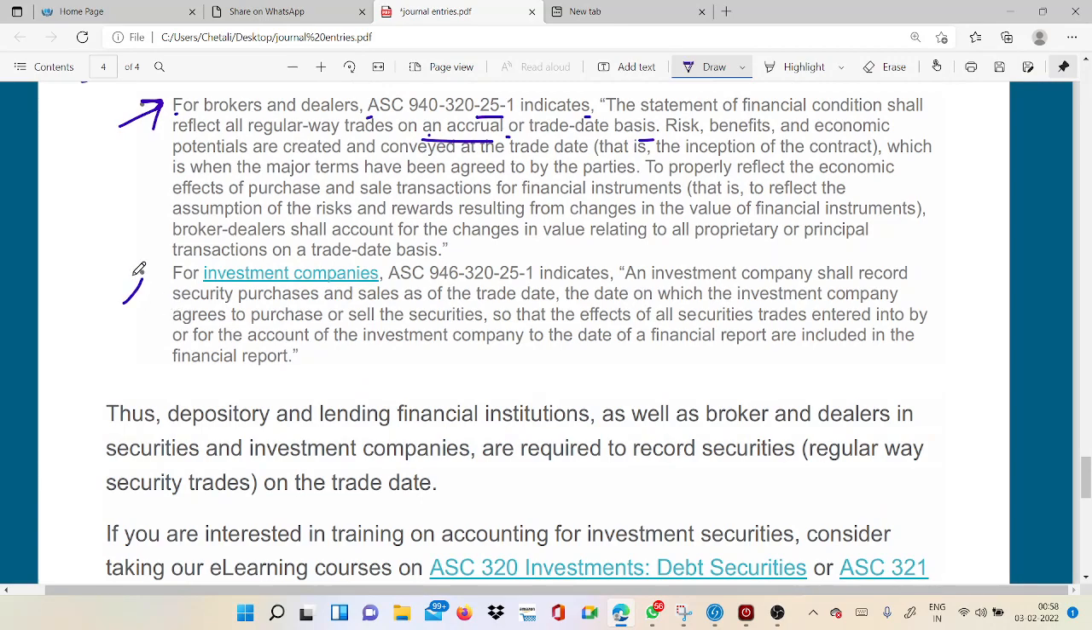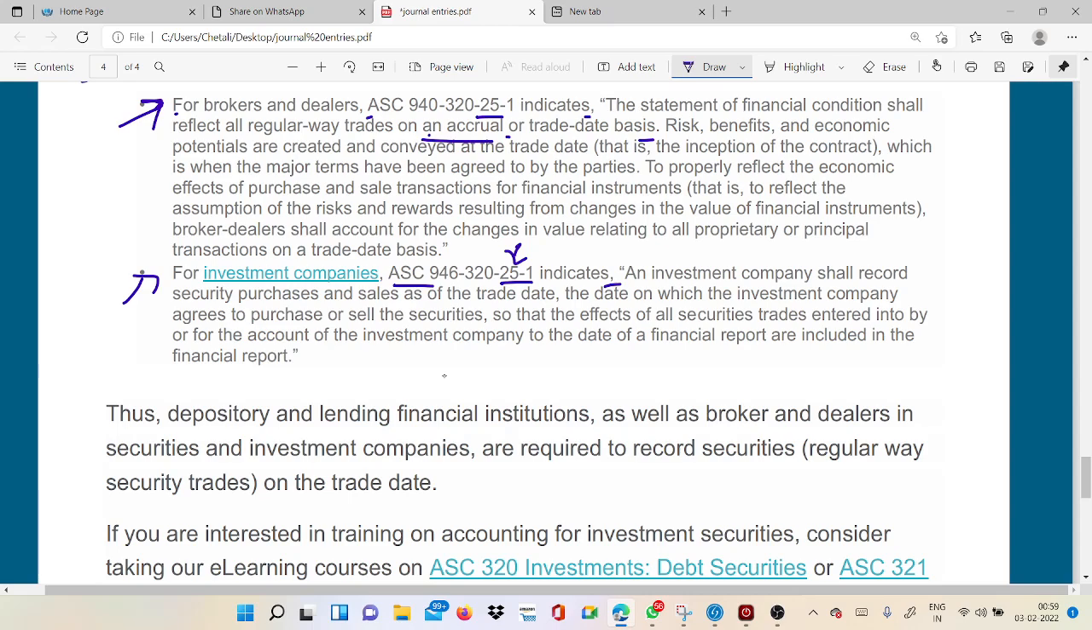And another one is for investment companies. Accounting standard is this. You can keep this in mind, or you can write it down somewhere for your future reference, so you can search this information by this particular accounting standard as well. An investment company shall record security purchases and sales as of the trade date. Again, everyone is recording the accounting entries on a traded basis only.